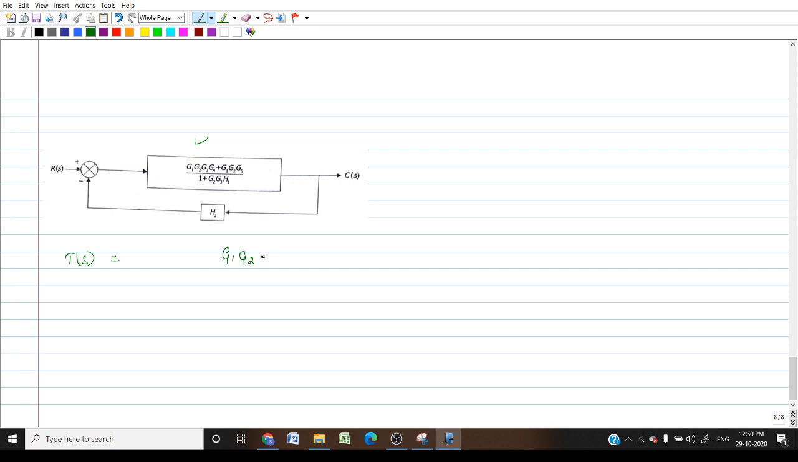G1, G2, G3, G4 plus G1, G2, G5 whole divided by 1 plus G2, G3, H1 plus G1, G2, G3, G4, H2 plus G1, G2, G5, H2. So this is the resultant transfer function.